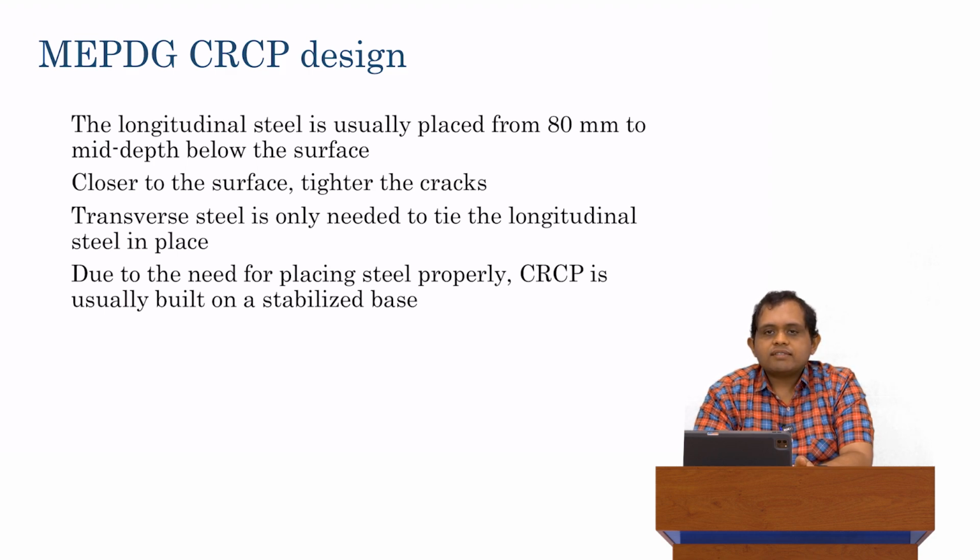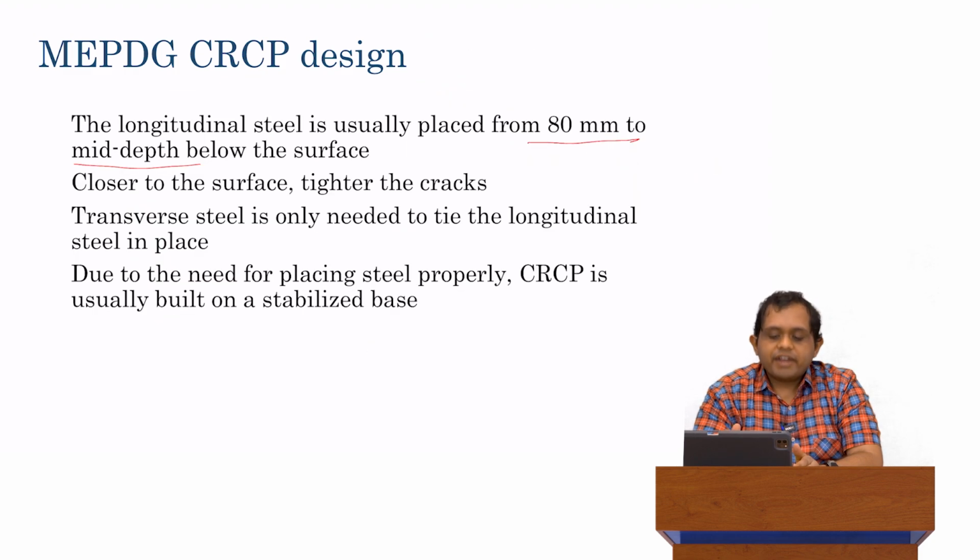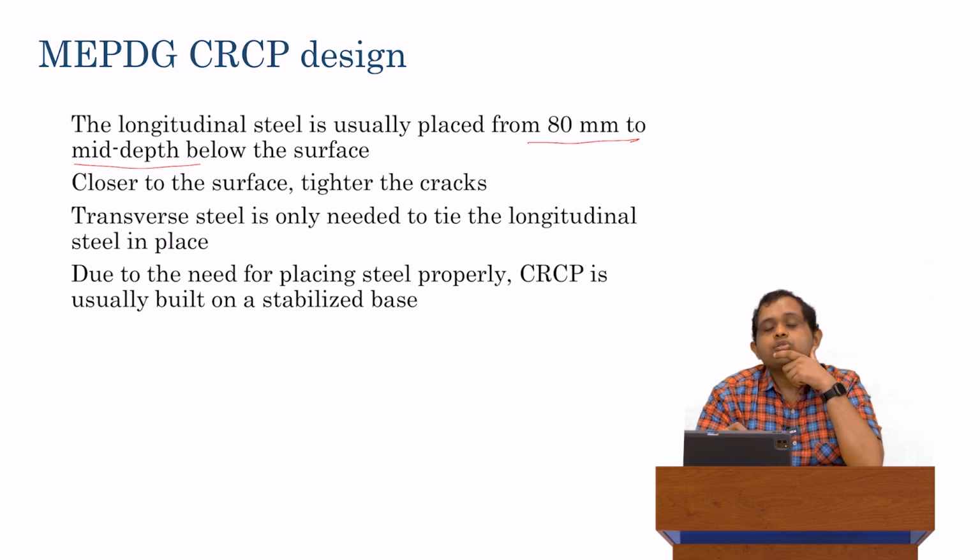Now, that's the amount of steel or the number of steel bars. The steel is also usually placed roughly 80 mm to mid depth below the surface. Recall, as I drew over here, in JPCP, the steel, which is the dowel, is always placed at h/2. That's basically a fixed position. Whereas for CRCP, the position of the steel is also a choice that we get to make. Generally, it is put from 80 mm to mid depth.